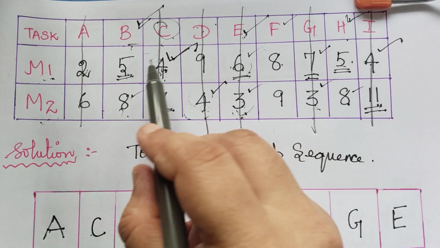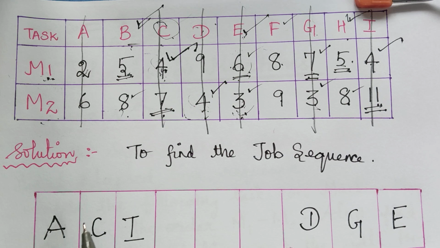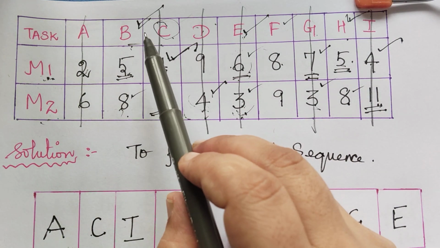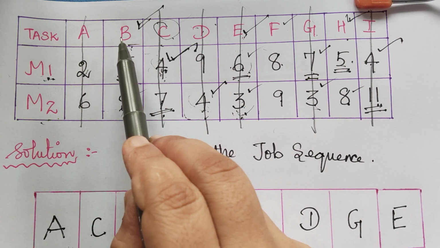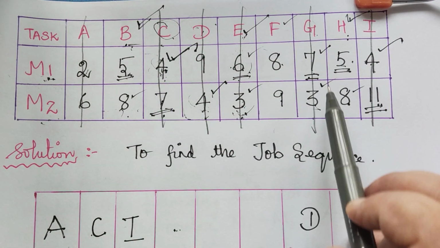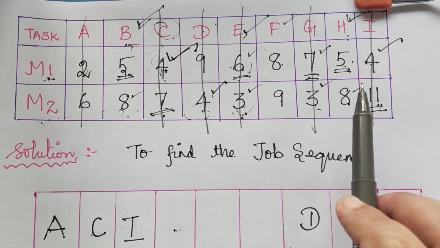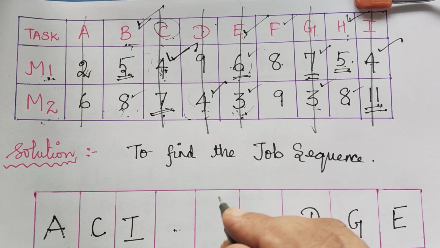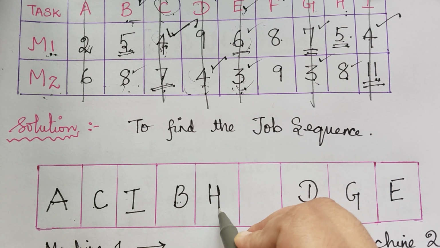And now since these two 5s which are in tie are from mission 1, we have to write to the left. So we have to write the job here. So either you can write B first or H first. Since the corresponding value also you couldn't find the minimum, you can arbitrarily choose. So what I am going to choose is B. I am going to choose it here, and then I am going to choose H.